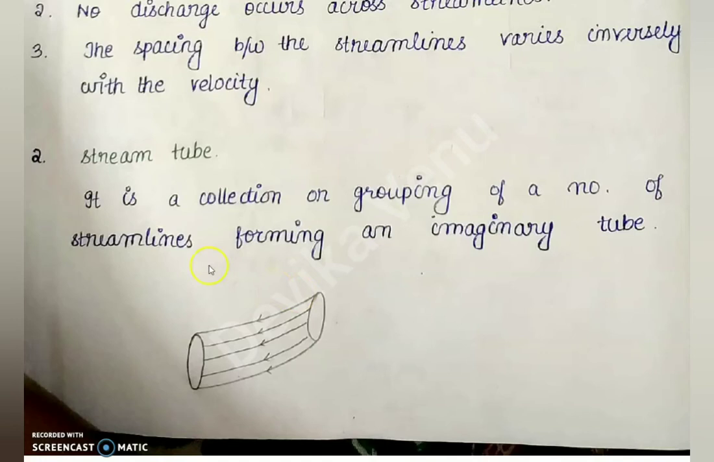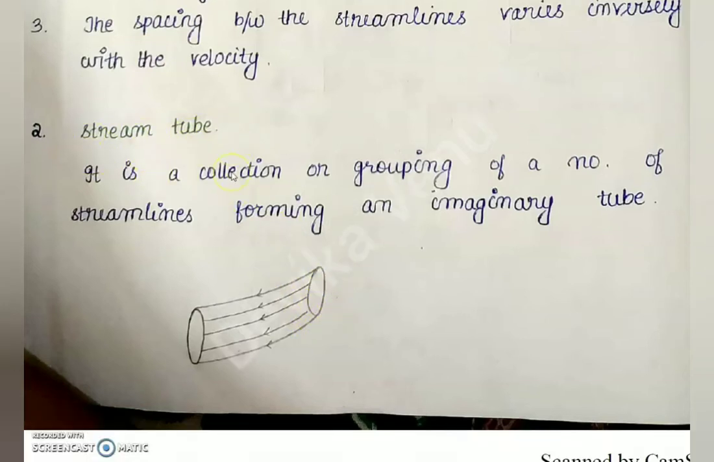Second one is a stream tube. Suppose this is a case of three dimensions. The flow field will be a case of 3 dimensions. So if you collect all the streamlines in that particular flow field and group them, they will form an imaginary tube. You can imagine it in 3 dimensions. It's an imaginary tube, and it is known as a stream tube.